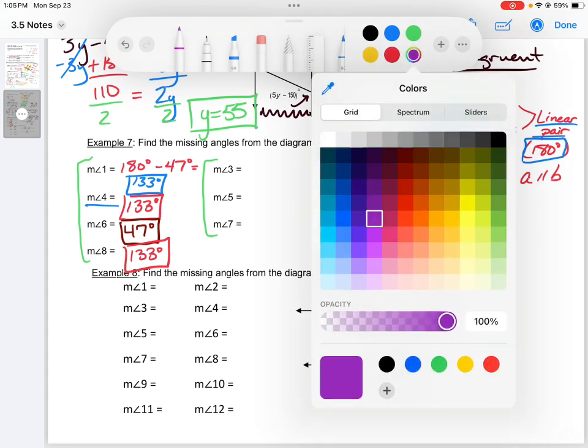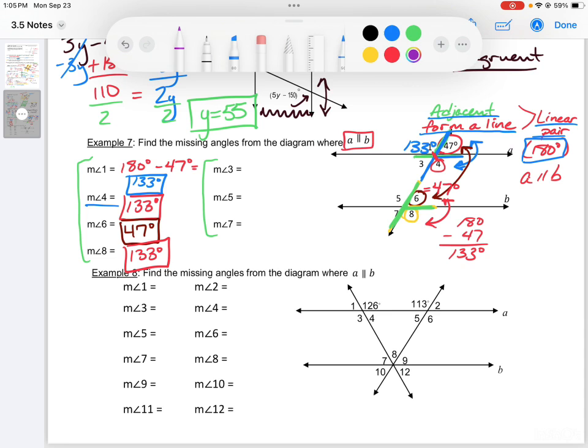And so, like I said, there's lots of ways to attack these problems. If you look at angle 3, it's vertical to our original angle. It also forms a linear pair with angle 1. So whichever way, it's 47 degrees. Angle 5, how could you look at it? You could say it's corresponding to angle 1. You could also say, because we already know angle 8, that it's vertical to angle 8. You could also say it forms a linear pair with angle 6. So lots of different ways we could go about this, but it is 133 degrees.